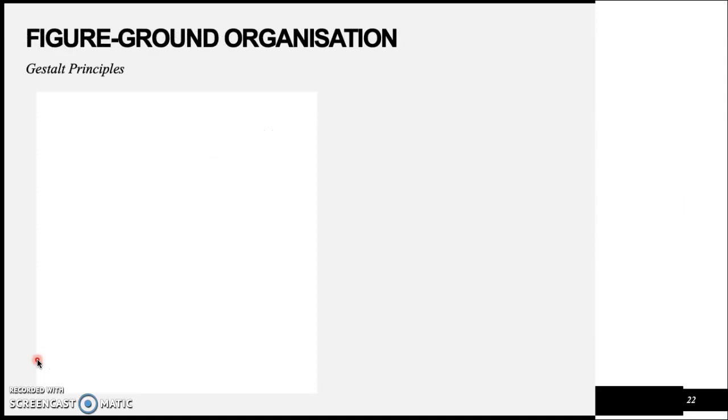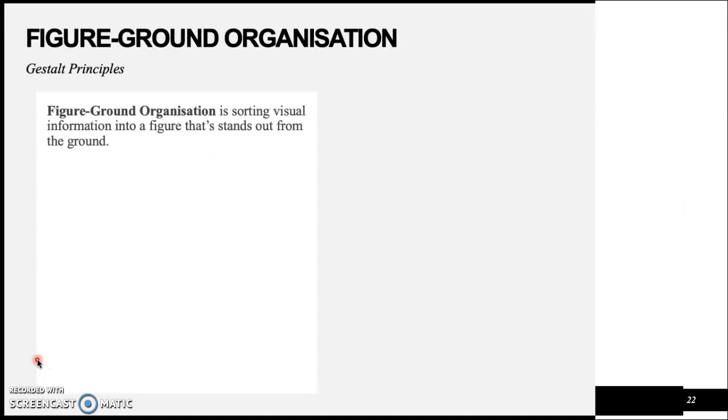and let's start with figure ground organisation. So this is where we sort visual information into a figure that stands out from the ground. So the image we saw before with the tree and the gorilla and the lion. You could see one or the other, depending on whether you saw the black or the white as the figure and the other as the ground. If you saw the white as the figure and the black as the ground, you would have seen the gorilla and the lion. The line between the two we call a contour.